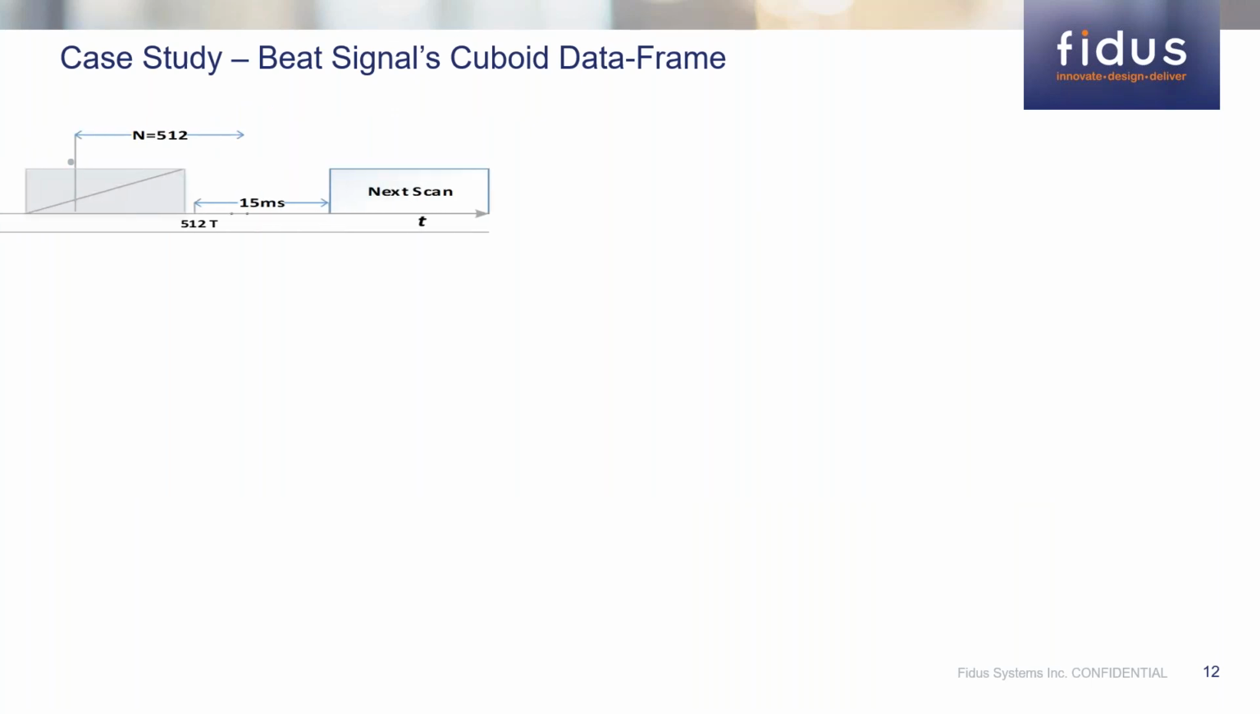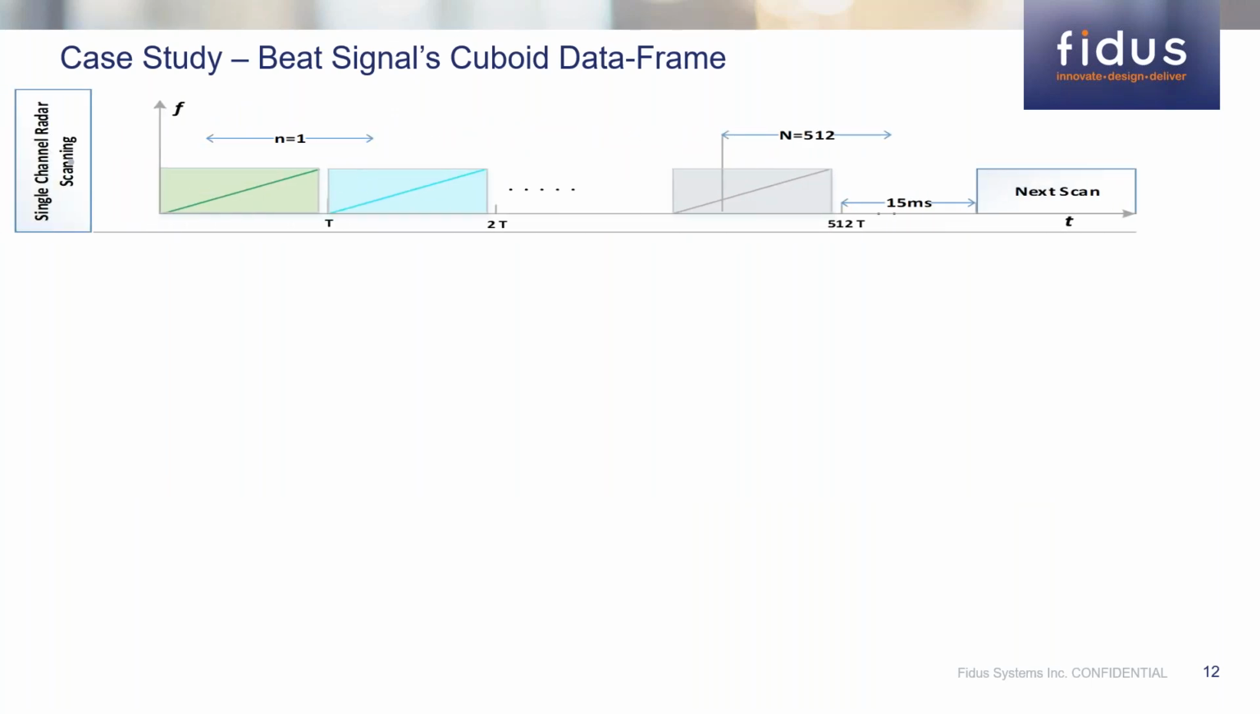Let's go through the structure of the bit signal data frame. The first diagram here shows a single channel radar scanning, and these are multiple scans. For our use case, we have 512 repetitions of the chirp in one scan, in one frame, followed by an idle time of 15 milliseconds. The reason for those idle times is that it's one technique used to mitigate interferences from other radars, cross interferences and parallel interferences.